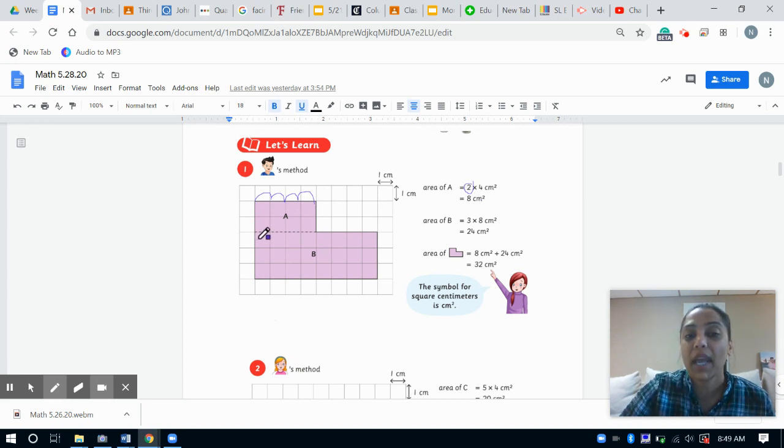Now for B, same thing. How many rows? 1, 2, 3. There's that 3 right here. How many in each row? Ready? 1, 2, 3, 4, 5, 6, 7, 8. There's that 8. 3 times 8 is 24 square centimeters. Now we take this 8 and this 24 and add them together to get 32 square centimeters. That is the total area for A and B. Don't forget, the symbol for square centimeters is centimeter with a little 2 at the top. I'm just going to erase this so it doesn't travel down with us.